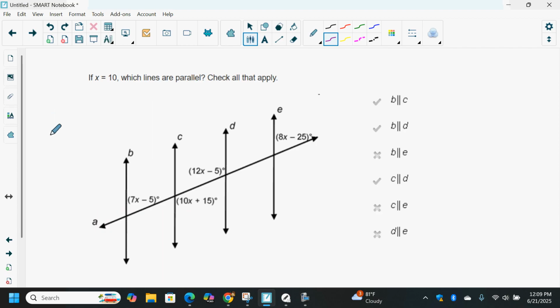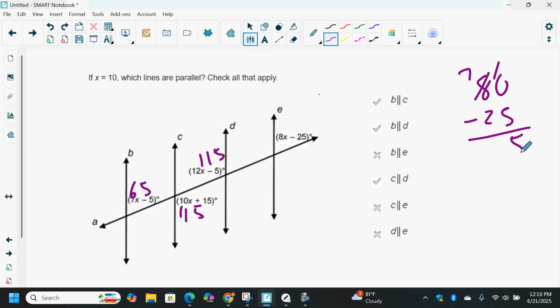All right, if x equals 10, which lines are parallel? Check all that apply. In order to figure this out, we have to figure out what each one equals. 7 times 10 is 70, minus 5 is 65. 12 times 10 is 120, minus 5 is 115. 10 times 10 is 100, plus 15 is 115. And then 8 times 10 is 80, minus 25 is 55.